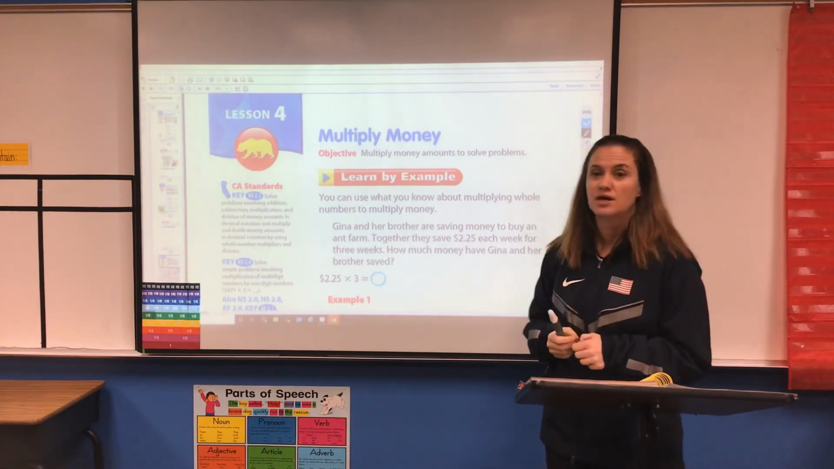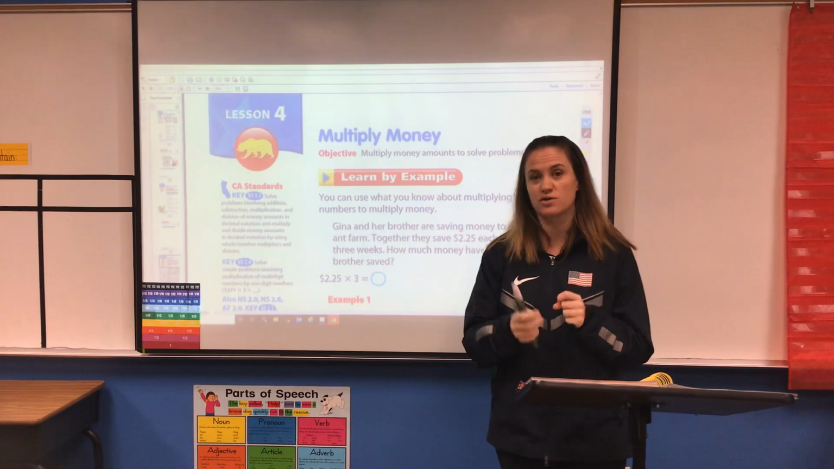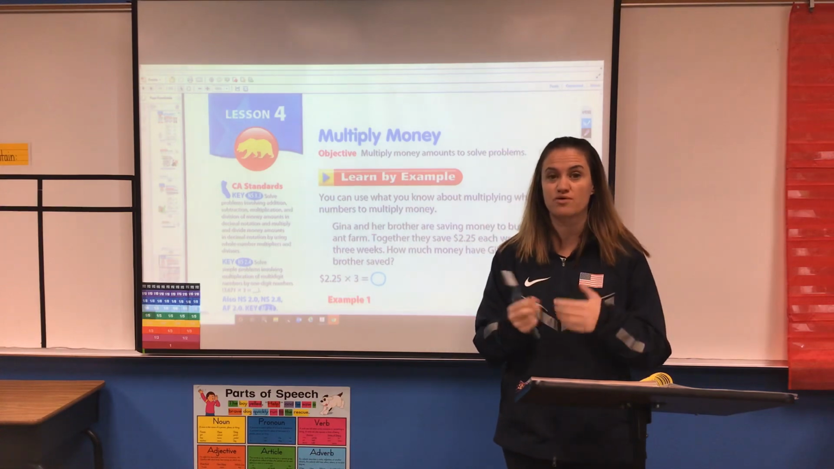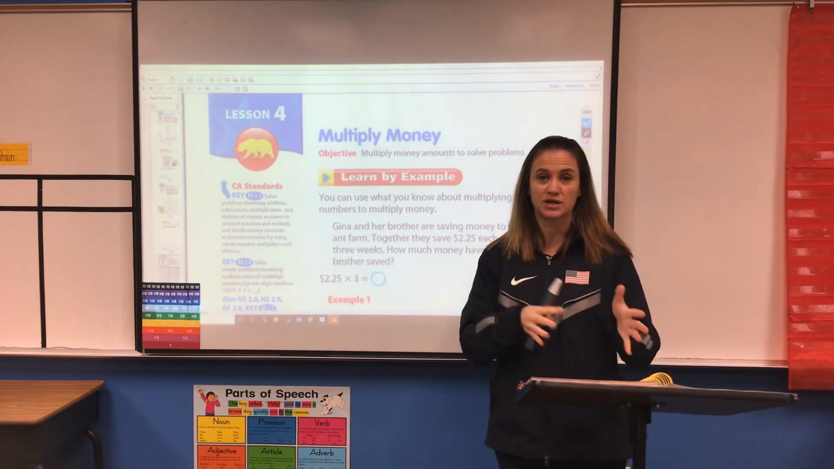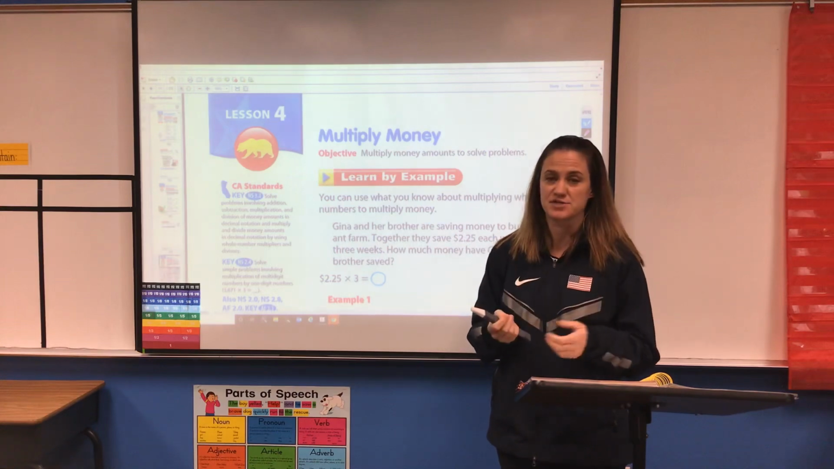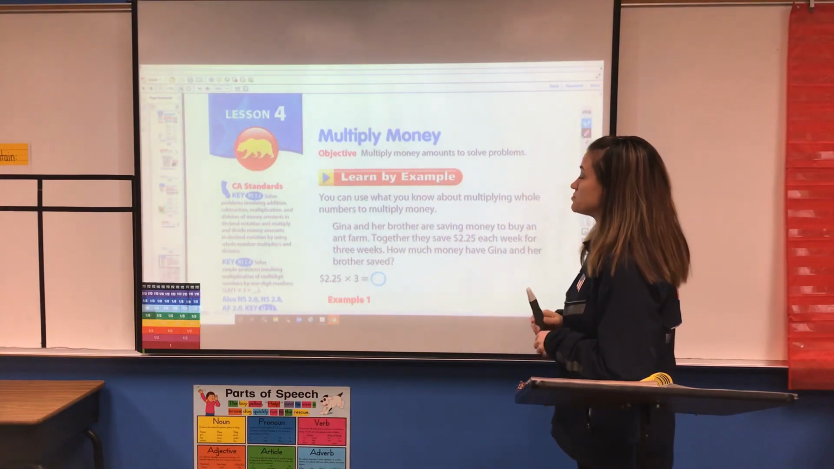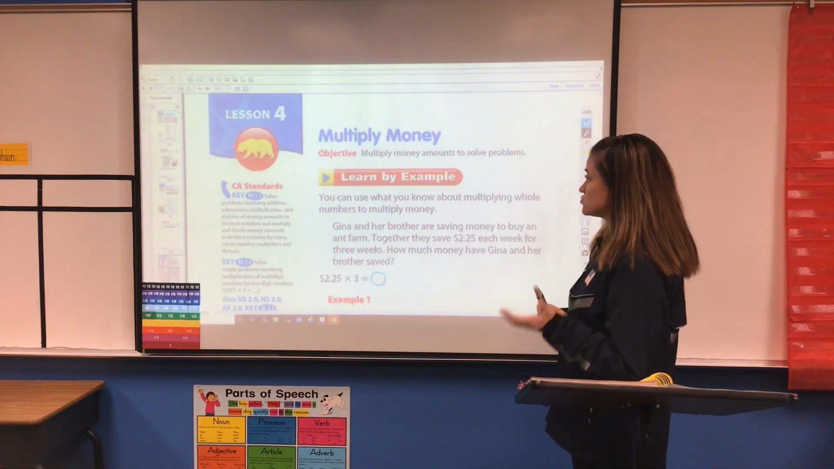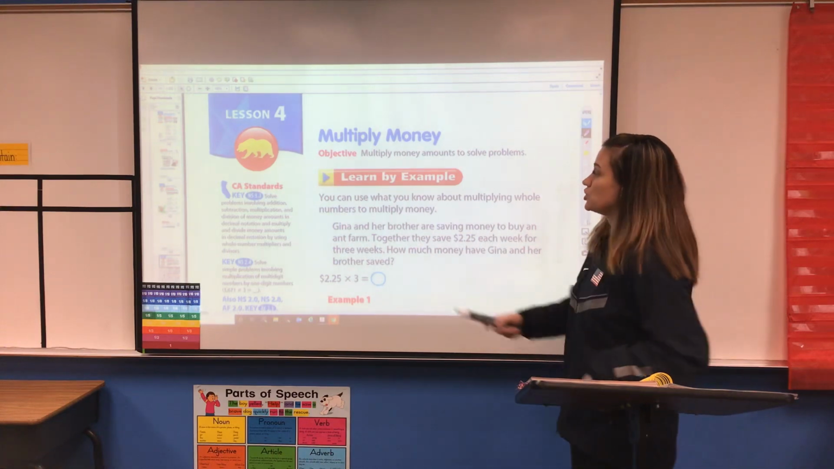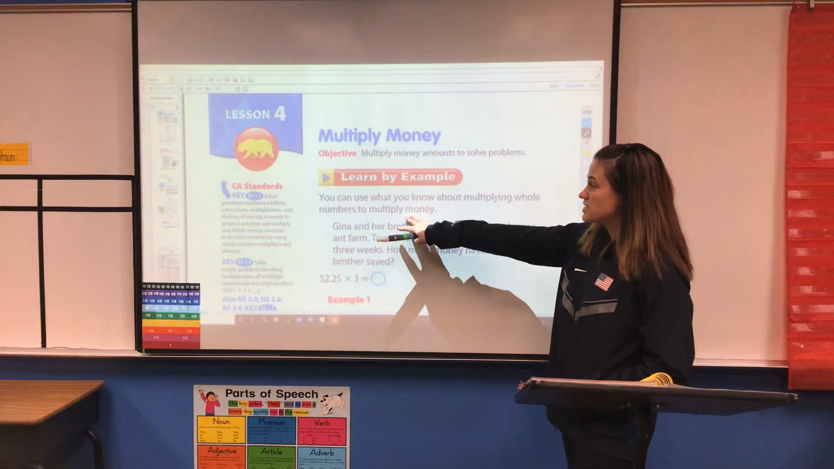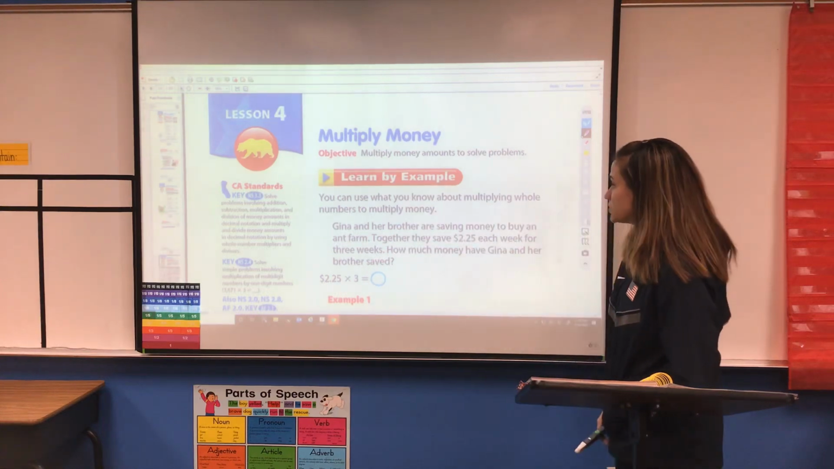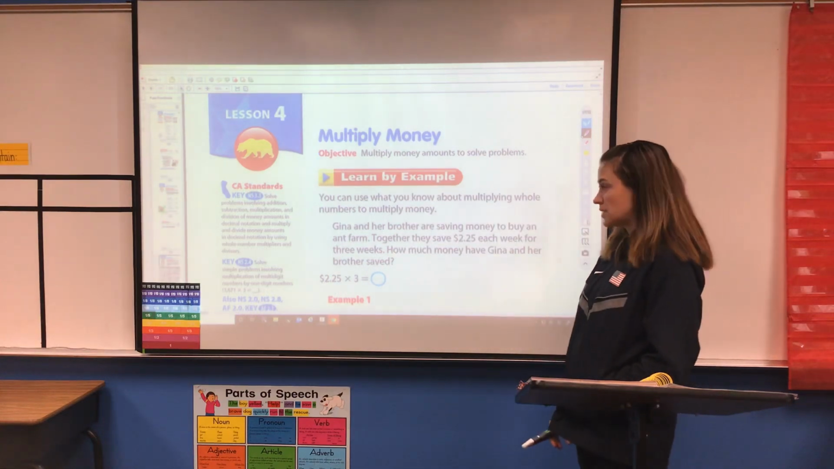Multiplying money. There's not too much of a difference. The only thing that gets added in from what we've been doing with multiplying 3 and 4-digit numbers is the decimal point. So today our objective is to multiply money amounts to solve word problems. Learn by Example says you can use what you know about multiplying whole numbers to multiply money.